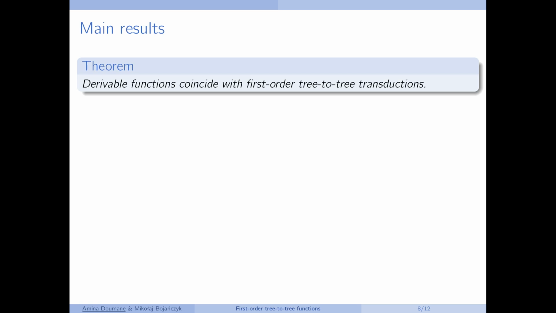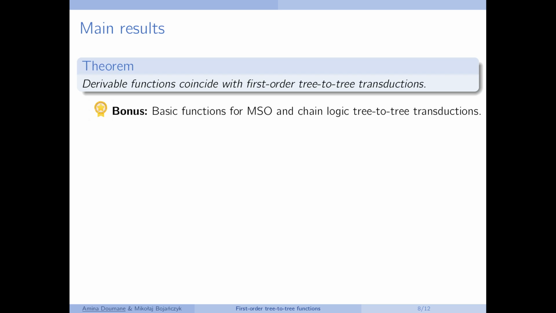The main result of the paper is that derivable functions coincide with first-order tree-to-tree transductions. Actually, we also have characterizations of MSO and chain logic tree-to-tree transductions based on basic functions, but they can be fairly easily obtained from the main result. So I will not present them here in this talk.